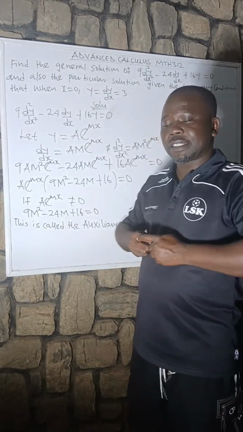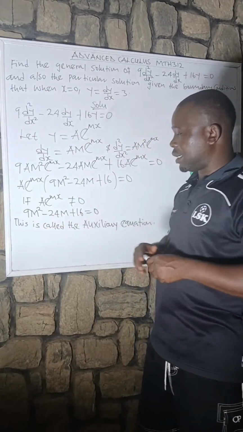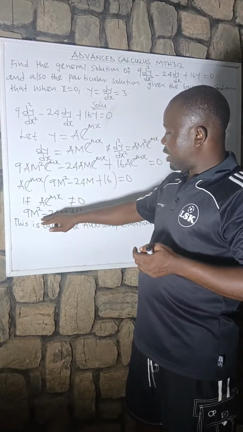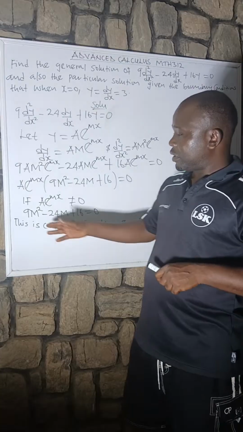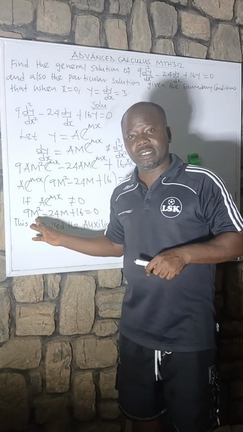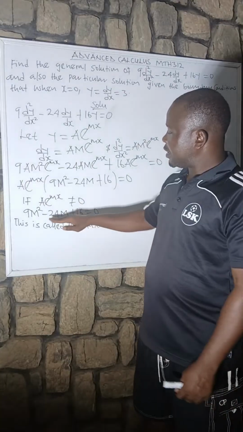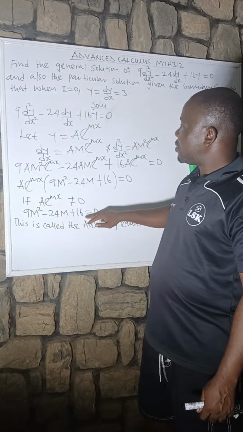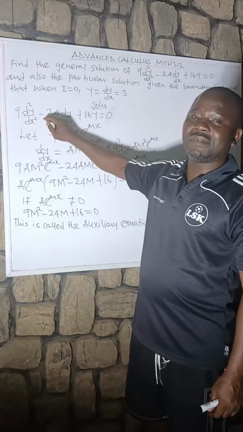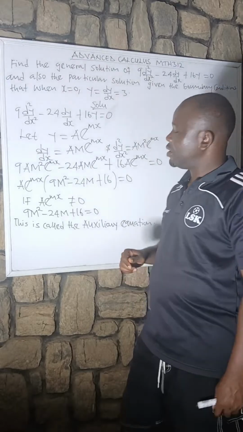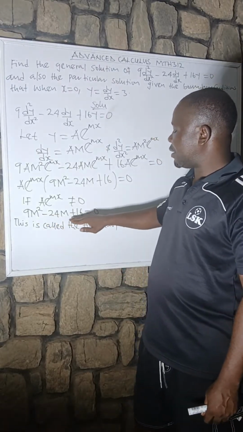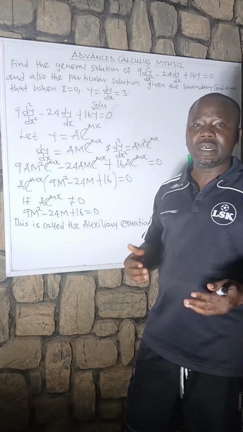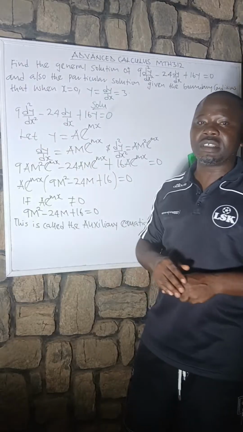You may ask, why is it called an auxiliary equation? You all know that when we have equations of this form, it is known as a quadratic equation. But the reason why we cannot call it a quadratic equation is that this equation was extracted from this differential equation. So take note, that is why it is called an auxiliary equation. Is that clear? But ordinarily, it is known as a quadratic equation. Take note.